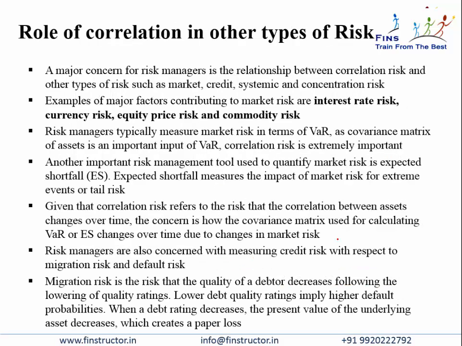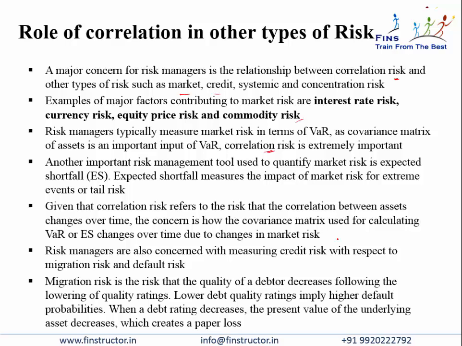So a major concern for risk managers is the relationship between correlation risk and other types of risk, that is market, credit, systemic, and concentration risk. Major contributors to market risk are interest rate risk, currency, equity price risk, and commodity price risk. The risk is typically measured in terms of VaR, using the covariance matrix method we studied for calculating VaR. So correlation is an important input in calculating the standard deviation of the portfolio, or the risk of the portfolio.